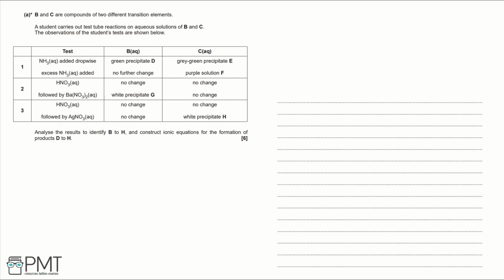So let's start with looking at B. So B is FeSO4, or iron sulfate. And that's because if we look at test 1, we've got a green precipitate called D, and that's when you add ammonia dropwise. So doing this and getting a green precipitate, that is a test for iron 2+. So we can write that test 1 is showing that iron 2+ ions are present.